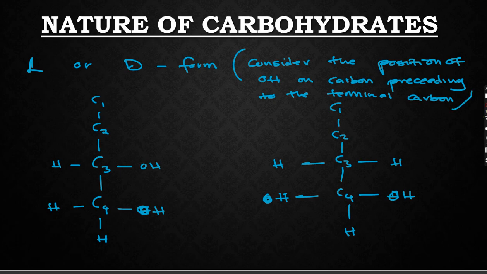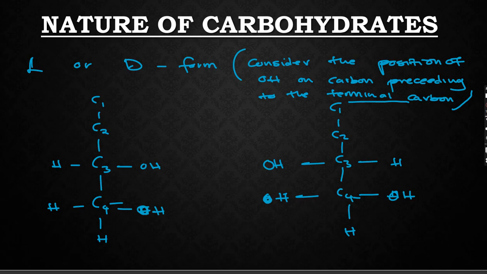Now look at this, guys. What you are actually doing is considering the carbon which is next to the terminal carbon, the preceding carbon. A terminal carbon is a carbon at the end of the chain. In this case, the terminal carbon is carbon 4, and here also is carbon 4. So the preceding carbon, the carbon next to this carbon, is C3. It is where we are going to consider the position of the hydroxyl group. One thing you need to know is this.